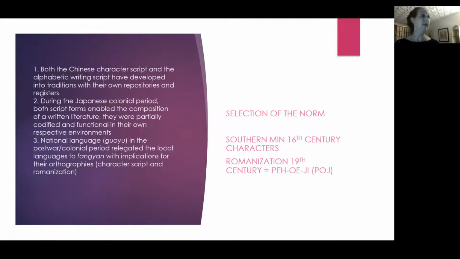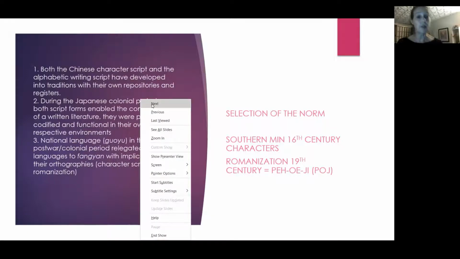Of course, in the post-war years, Mandarin becomes the national language, and all the local languages are reduced to fangyan, so better not to speak it in public. It also had some implications for the orthographies, for the character script and the romanization. And that's where we come to now, influencing the selection of the norm. Next one.